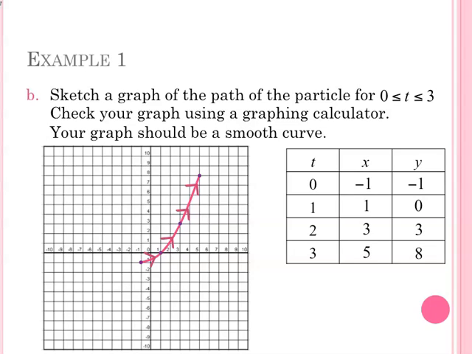Now, if you were to check this on your graphing calculator, you would want to make sure that your mode is in parametric mode. Under mode, you can put it in function mode, polar mode, and then I think it says par, which means parametric. That way, when you go to your y equals, you'll be able to plug in x equals and y equals. Then you'll want to set your t value to be between 0 and 3. But your graph should look the same as we have here.